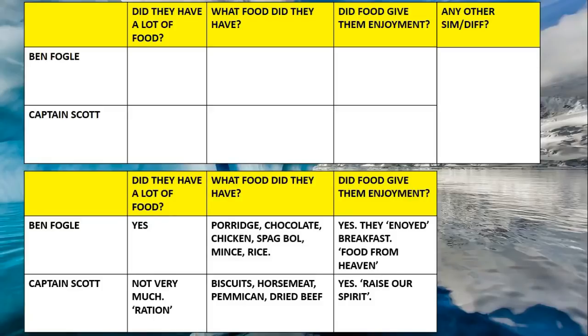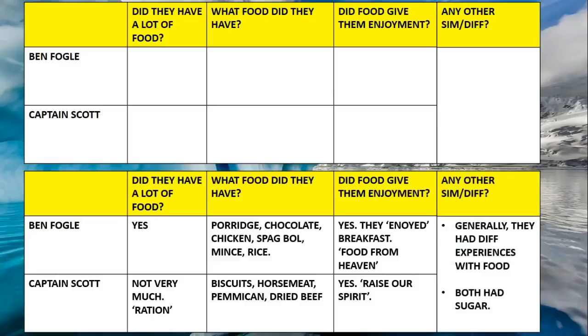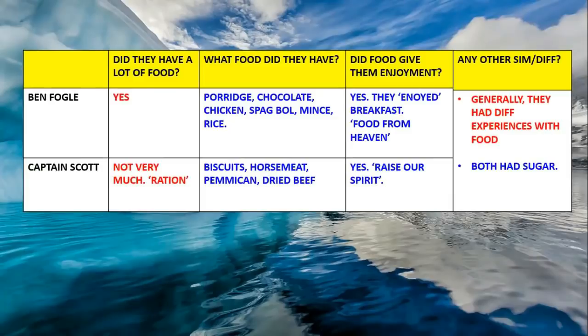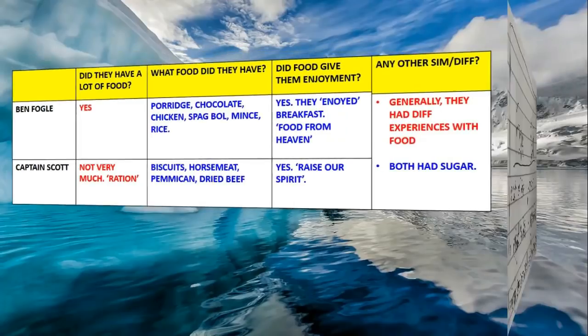Any other similarities or differences? Well, generally they had different experiences with food because basically one had lots and one didn't have the other. So they didn't have that in common, however they both enjoyed the food and they both had sugar. And there it's together. So my red is what they didn't have in common. So they didn't have in common how much they had. They didn't have in common their different experiences. But the blue is what they did have in common. So that's what they had, and they both enjoyed the food and both had sugar.